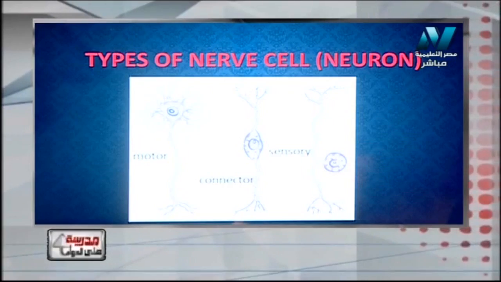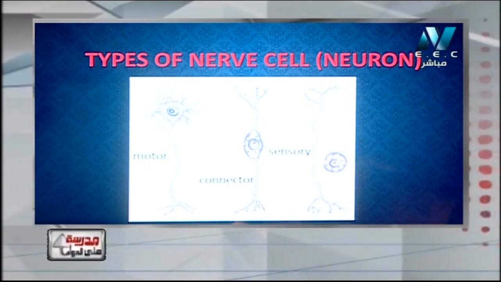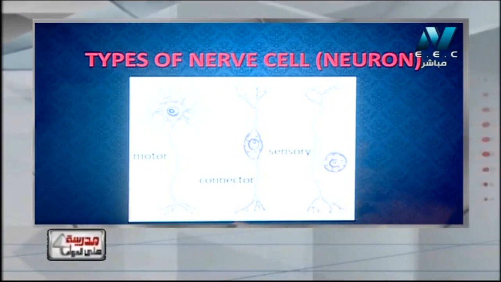When we speak about nerves, we have to mention that each nerve is composed of a certain type of neurons. The sensory nerve contains sensory cells. The motor nerve contains motor neurons, and the connector cells are only present in the spinal cord.